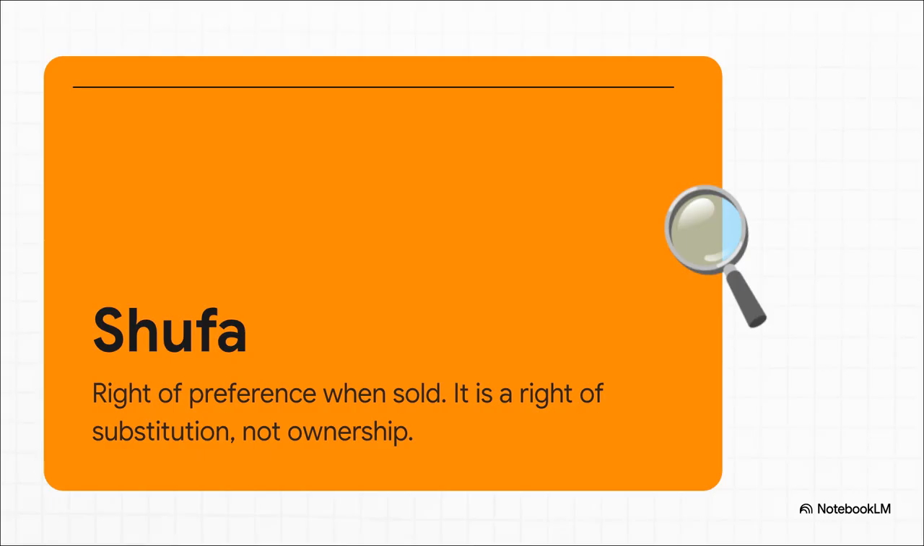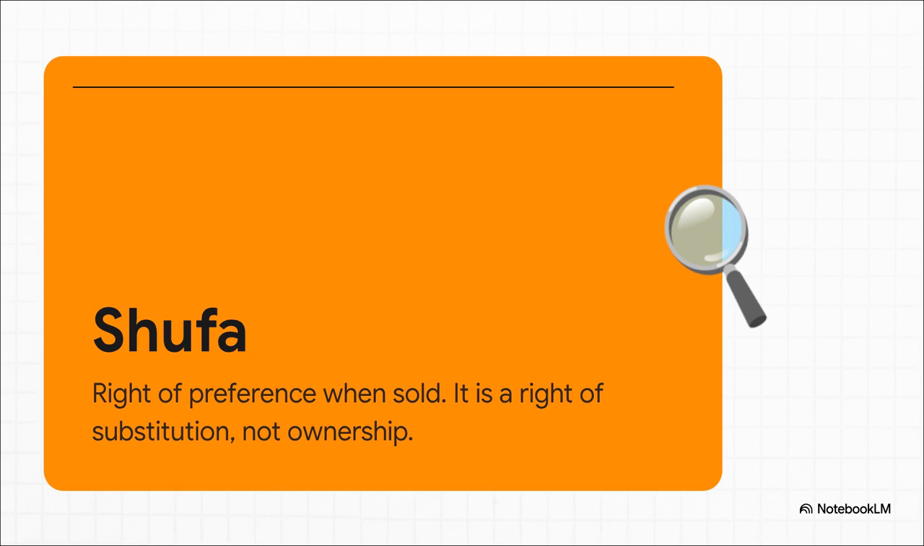So leave 2 lines blank after your table. Then direct your examiner to the second half of the question. Write Part 2, Right of Preemption. And always write the Arabic term Shufa right next to it in brackets. It shows academic rigor and a deep respect for the source law. It's defined as the right of a person to purchase property in preference to others when it is sold. It is a right of substitution, not ownership.